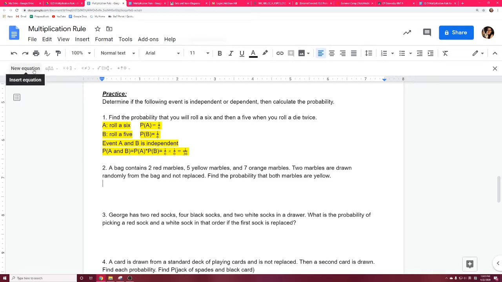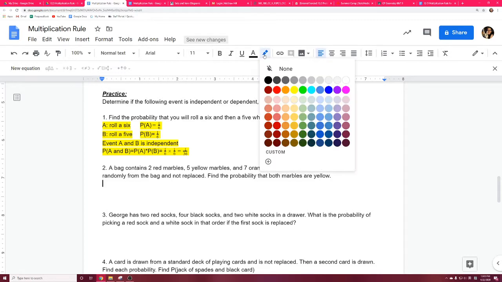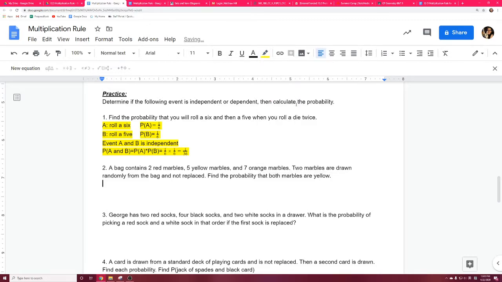Let's look at example 2. A bag contains 2 red marbles, 5 yellow marbles, and 7 orange marbles. 2 marbles are drawn randomly from the bag, not replaced. You're going to draw 2 marbles without replacement. Find the probability that both marbles are yellow.